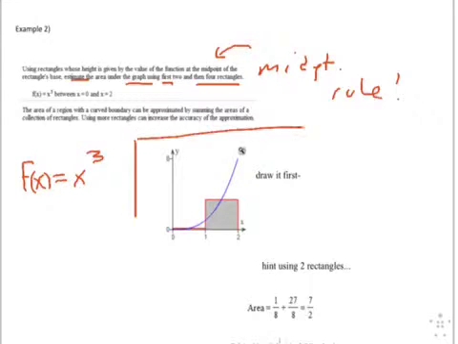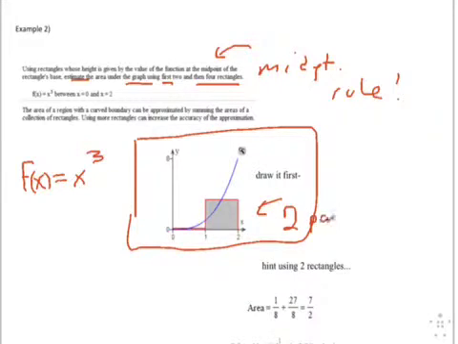You can see I have a lovely sketch over here. I always start with a sketch. The area of the region with a curved boundary can be approximated by summing the areas of a collection of rectangles. Using more rectangles can increase the accuracy of the approximation. So we're going to look over the interval from 0 to 2. You can see here that we have 2 partitions of equal width.